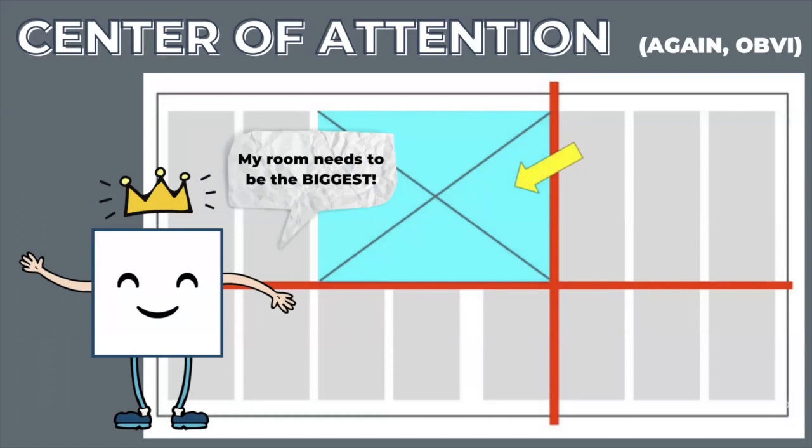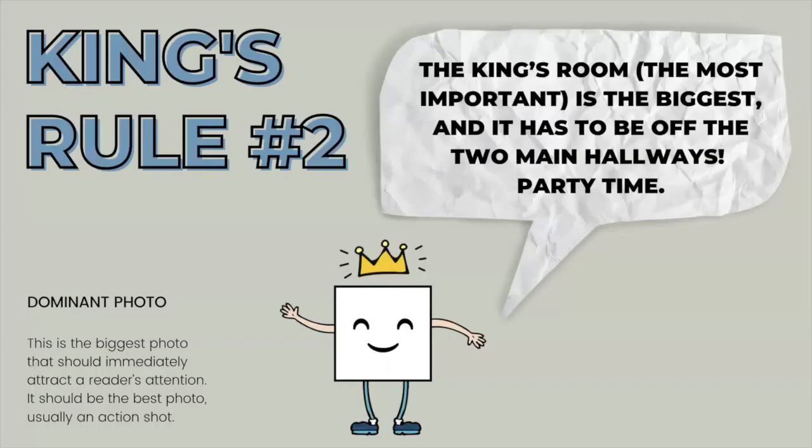He takes up this room, and he decides that he's going to go across the middle of the castle, because that's where he wants to show off, the fact that he's the king and he's the center of attention. And so then he says that his room is the biggest and the most important, and it has to be off the 2 main hallways. That's where the party is. That's the center of the house. That's where it's going to go.